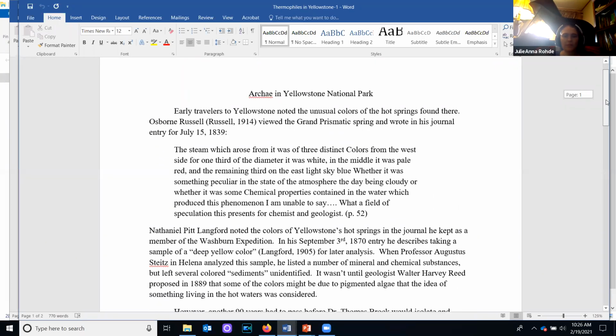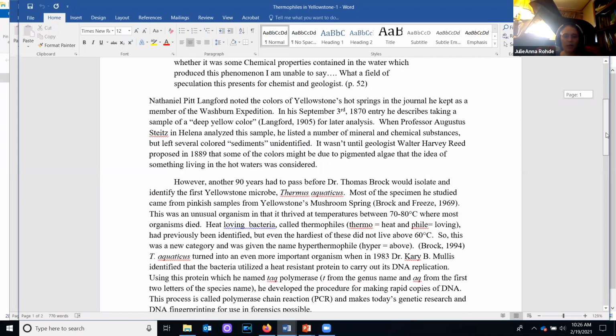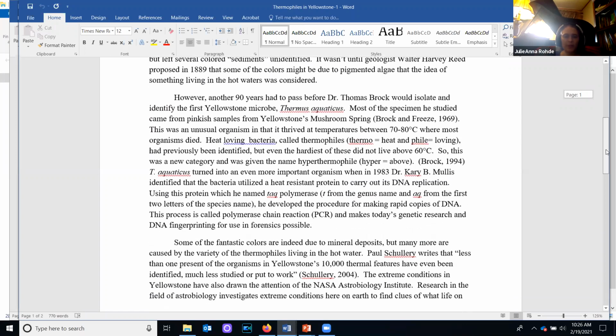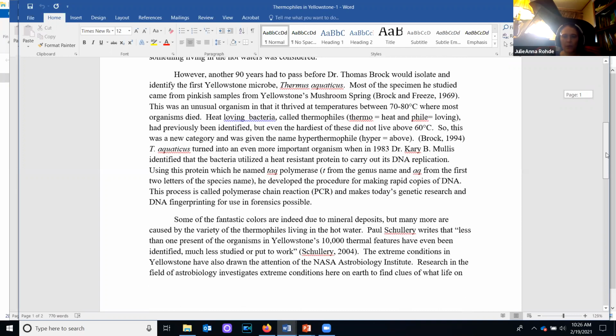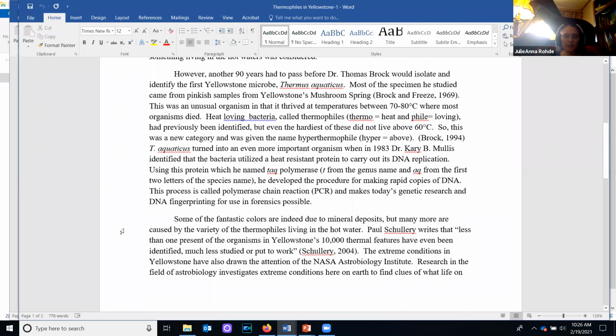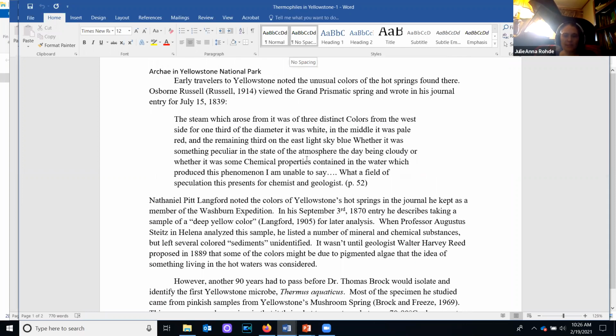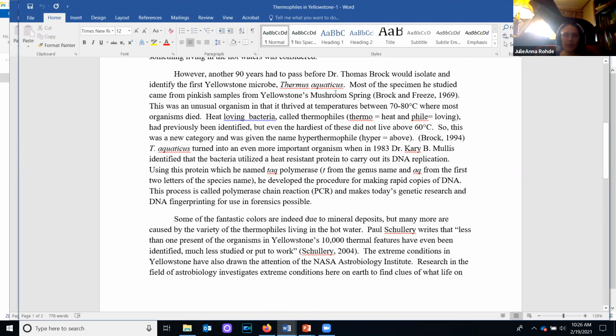So this article here is about the Archaea in Yellowstone Park, and you can read through this, but what I want to emphasize here is the importance of this discovery for genetics and for what we've been able to do with the virus, okay, with the COVID-19.